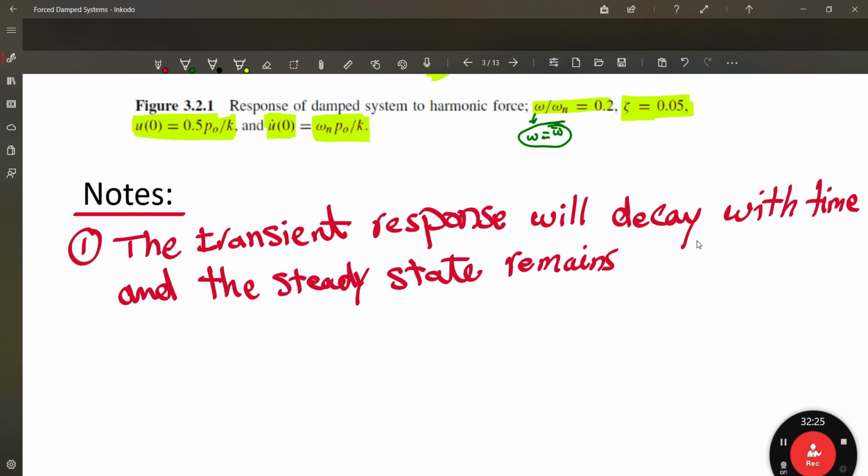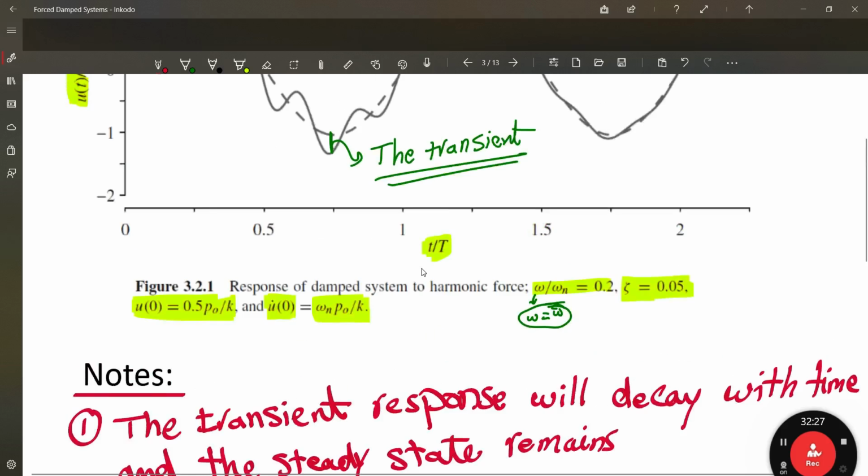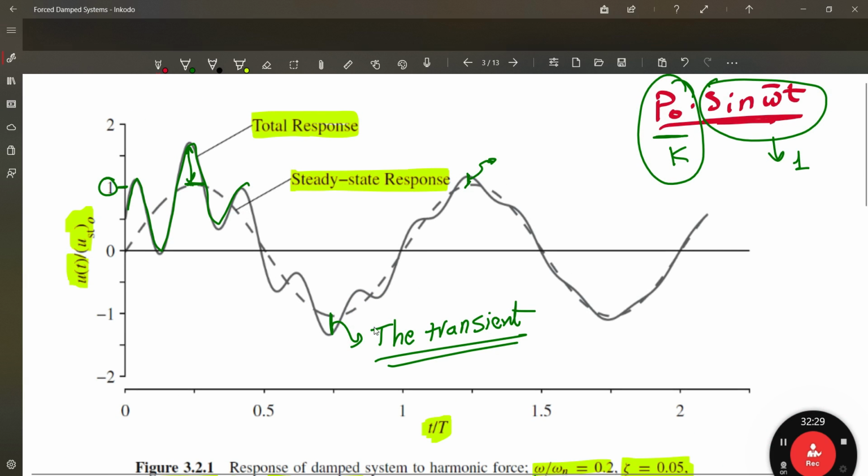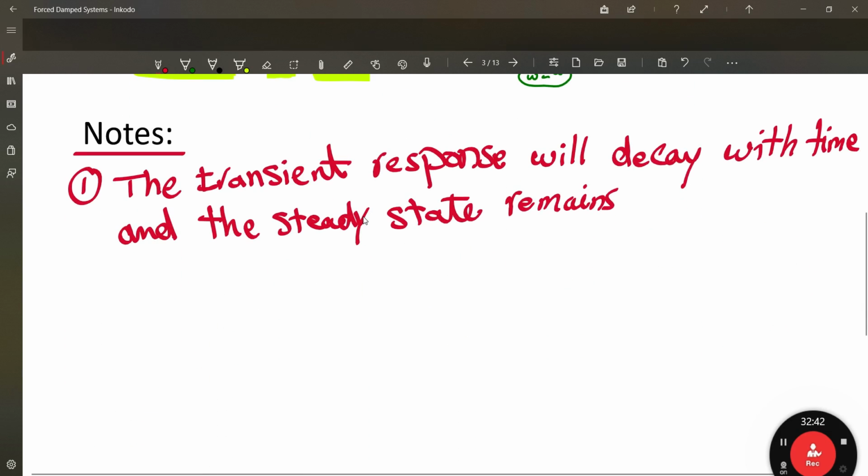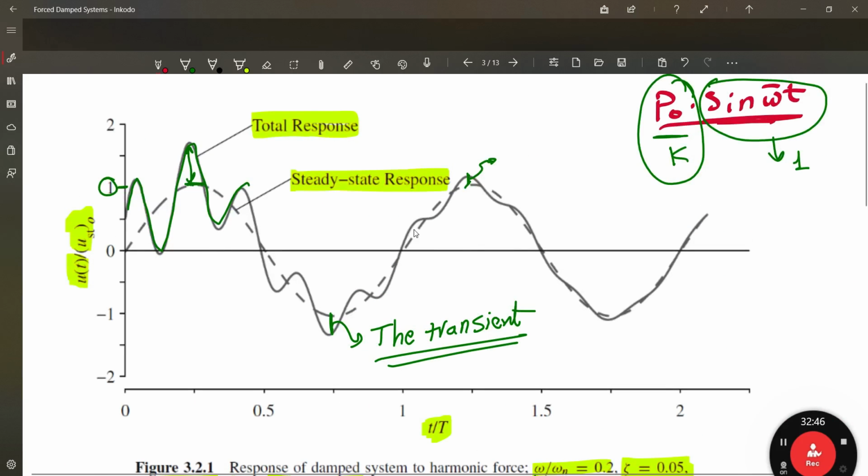That's the point. So whenever we are talking about the damped system, you are going to find that what makes our response remain is the forcing term, the steady state response. Okay, that's the first thing that we need to take care of. Another thing is, look at the peak values here. Look at the peak values.